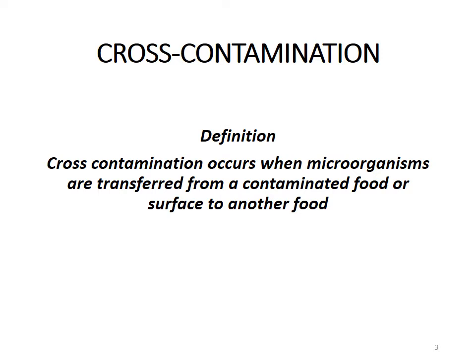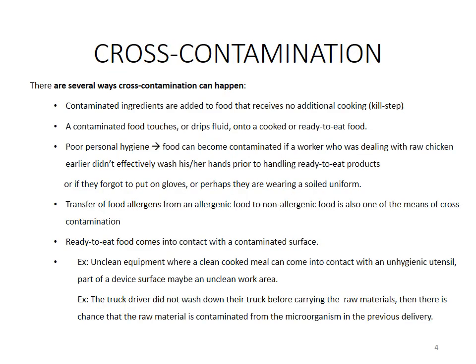Okay, maksudnya pencemaran silang ni hanya berlaku apabila mikroorganism dari makanan yang tercemar atau permukaan yang tercemar dipindahkan ke makanan yang telah bersih. Jadi makanan yang telah bersih ni menjadi tercemar lah. So there are several ways how cross-contamination can happen.